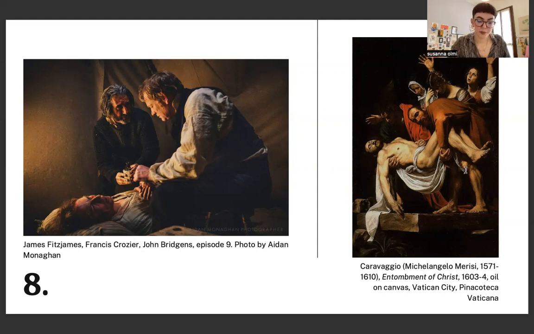After having been removed from the cross into the ground. In the entombment scenes, Christ is being laid into his grave, just like in this artwork by Caravaggio. The photograph by Aidan Monaghan, I hope I'm pronouncing the name right, sorry if I'm not, captures the stillness of imminent death and the deep sorrows that the characters involved are experiencing.